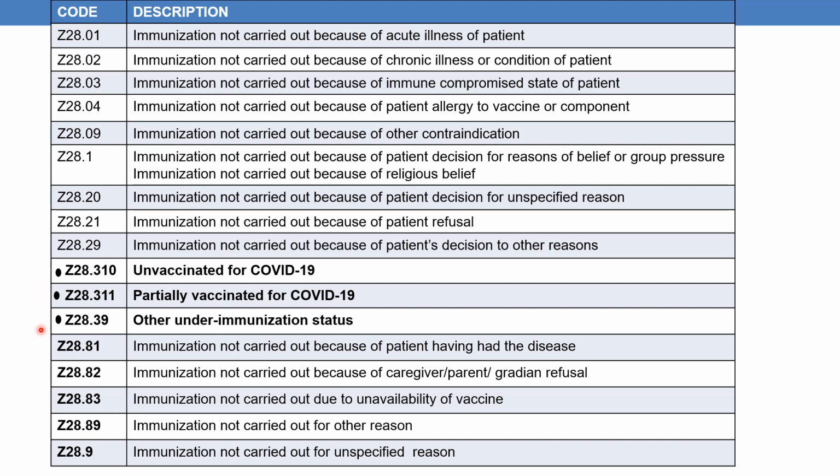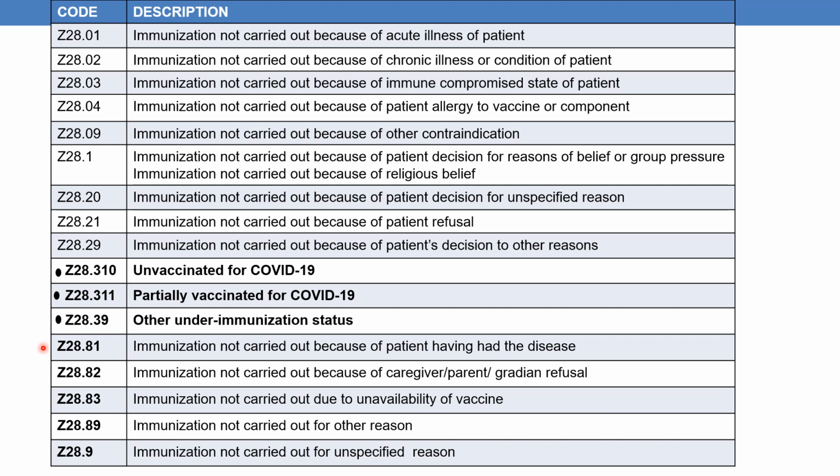Next three are the new codes that have been recently added. They deal with under immunization status. Z28.310 is indicated for unvaccinated for COVID-19, and Z28.311 is given for partially vaccinated for COVID-19. And next is Z28.39. It deals with other under immunization status.